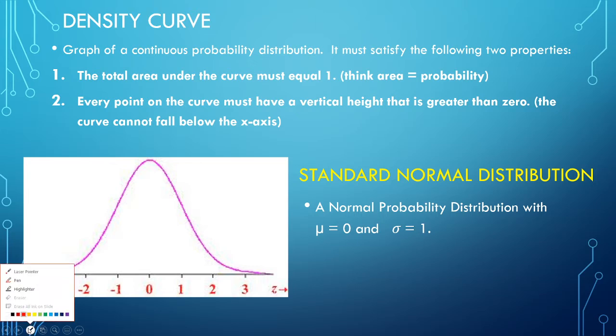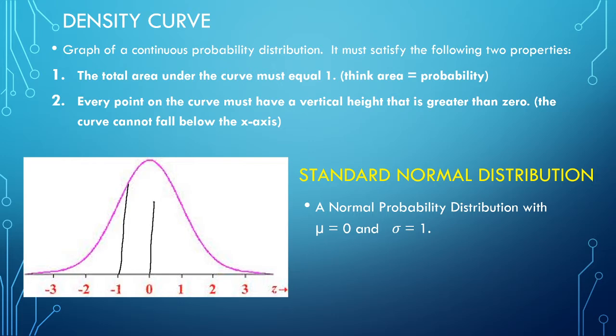So for instance, if I were to mark off, say, the area between -1 and 0, this area right here, that would be the probability of this random variable being between -1 and 0. So the area under this curve is the probability that the random variable is somewhere between these two values. Some rules about this density curve are that every point must have a vertical height greater than 0, which basically means that it does not touch the x-axis. And again, the area under this curve must be equal to exactly 1.